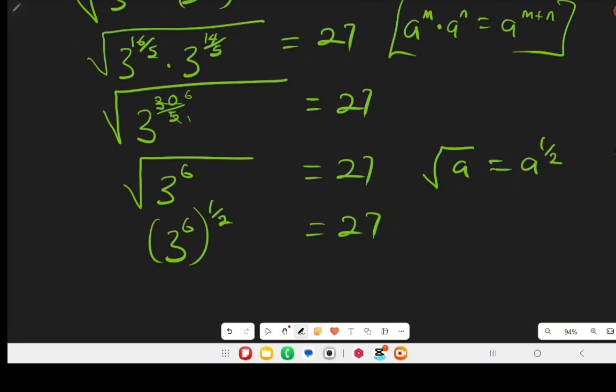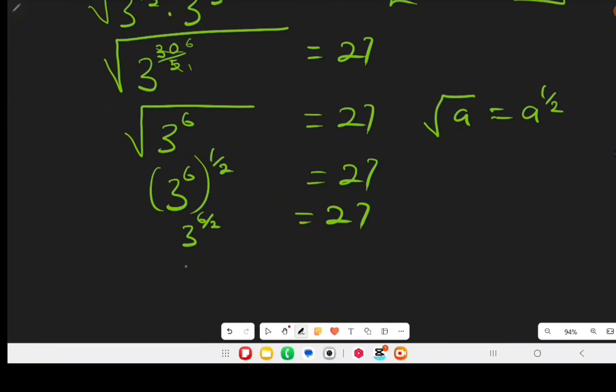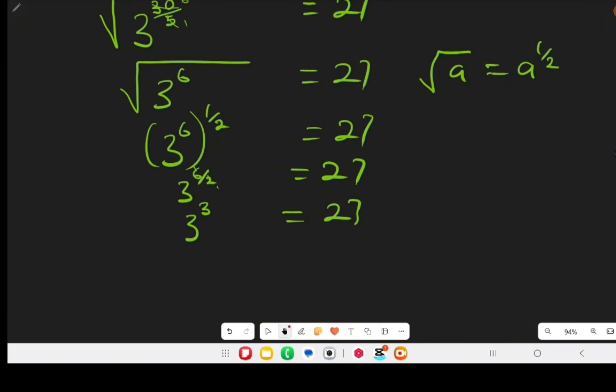We are almost there. Then now we can multiply the powers. We are having 3 raised to the power of 6 all over 2 equals to 27. Is that true? Now if we reduce the power, we are having 3 raised to the power of 2 here 1, 2 here 3, 3 raised to the power of 3. Is it equal to 27? Let's see. 3 raised to the power of 3 is the same thing as 3 times 3 times 3. 3 times 3 gives us 9. 9 times 3, which is 27. 27 equal to 27. Finally, we have arrived at the answer.